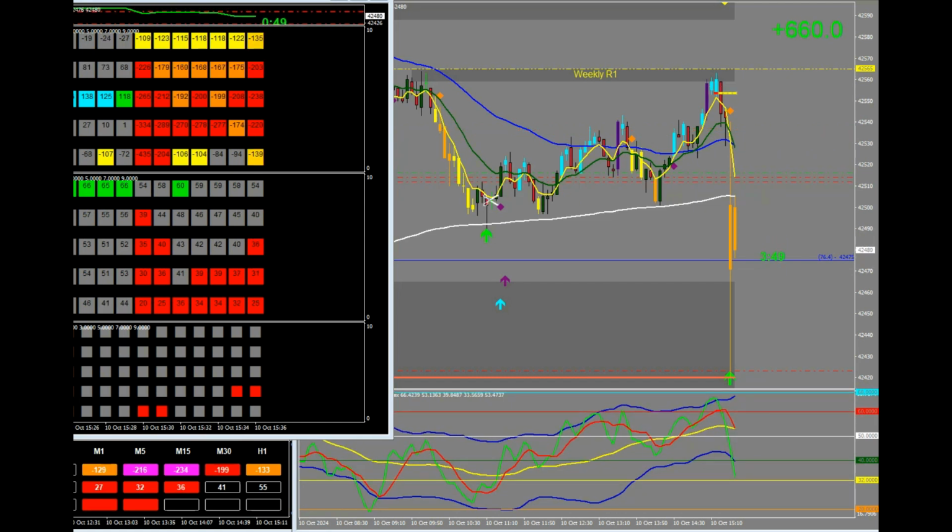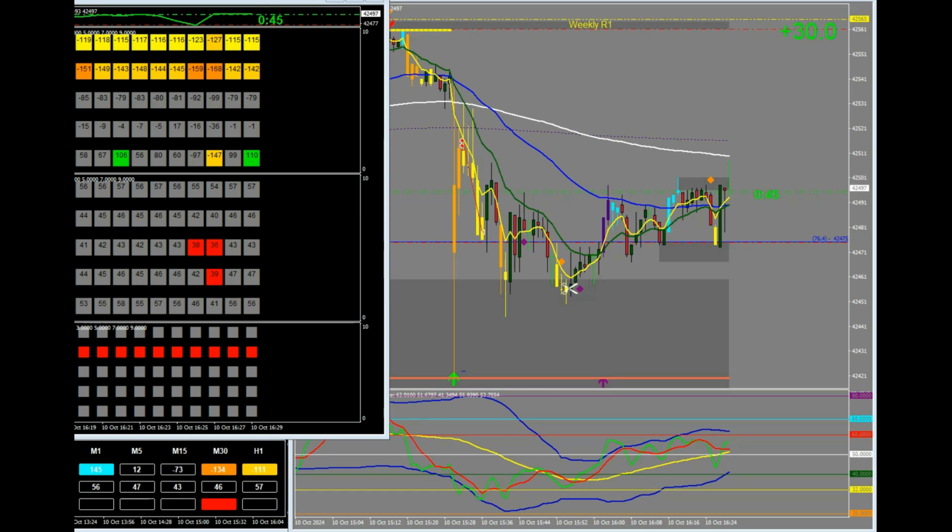This is a 5-minute chart, so it looks a little bit different. We're going to lock 720 pips here manually right at this 76.4 Fibonacci level.